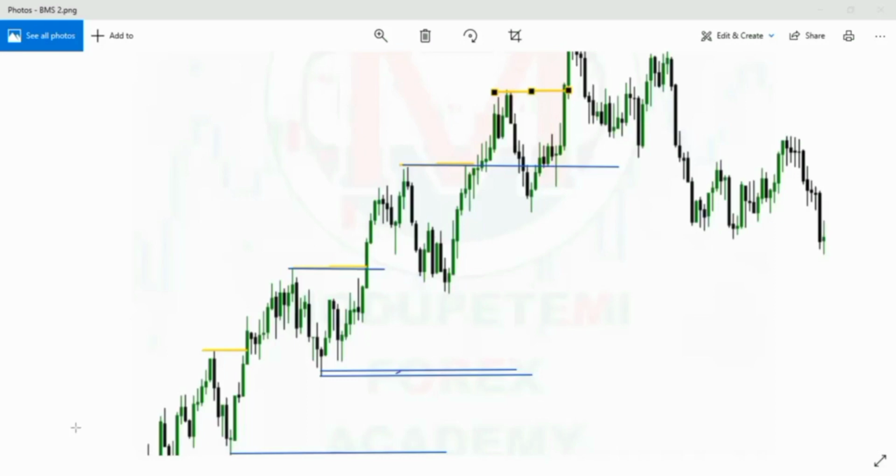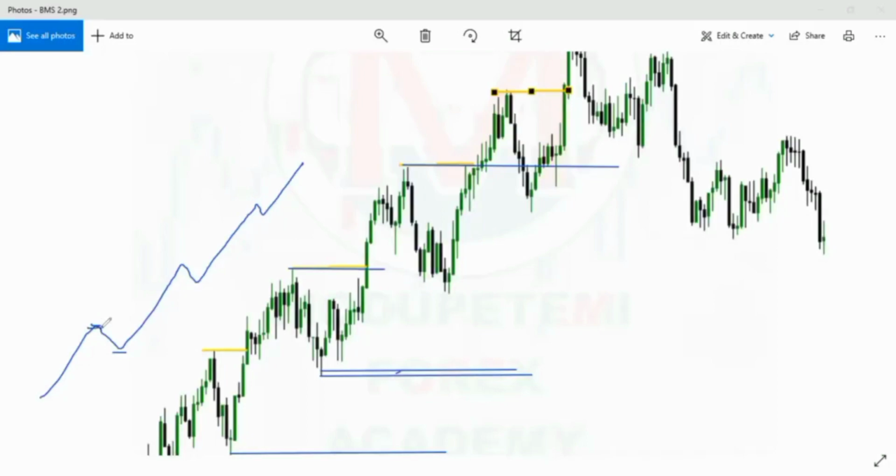Remember, your uptrend is always going to be like this. This is your uptrend. So at every higher high here, there must be a swing high. And at every lower low here, there must be a swing low to confirm that this is actually the range you are working with.